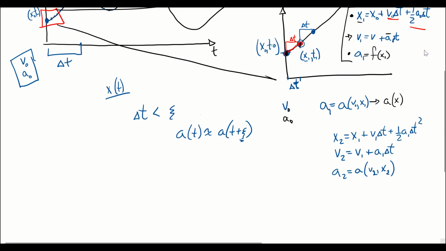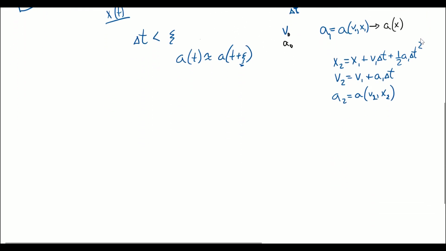To write that out explicitly, our update equations using this modified technique, which the book refers to as the velocity Verlet algorithm, are: if I want to find the nth position, it's just going to be the (n minus 1)th position plus the (n minus 1)th velocity times delta t plus 1/2 a(n minus 1) delta t squared, right?